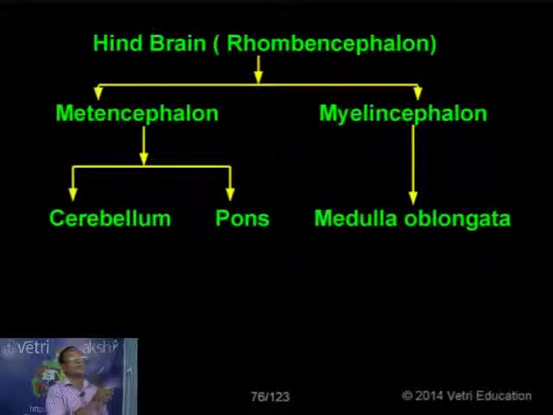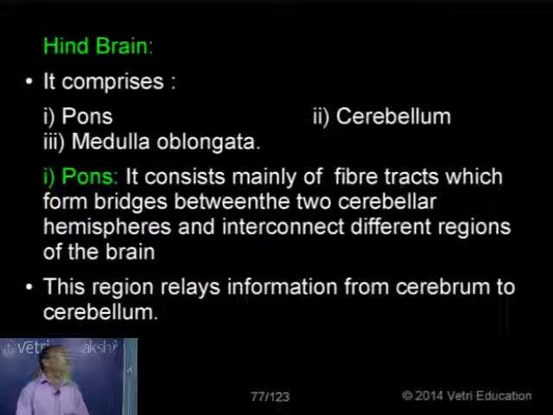So the metencephalon includes the pons and also the cerebellum, and the myelencephalon includes the medulla oblongata. Now the hindbrain, as I mentioned earlier, comprises the pons, cerebellum and medulla oblongata.